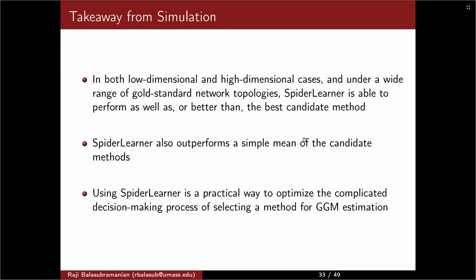So the takeaway is that both in low and high dimensional cases and in the range of network topologies, it is able to perform at least as well, if not better than the best candidate method. We conclusively decided that it's better than the simple mean across all the simulations. And it provides us a practical way to optimize this decision-making process on which method to pick.